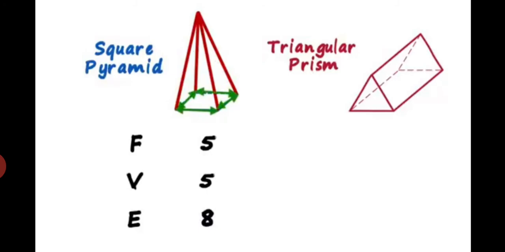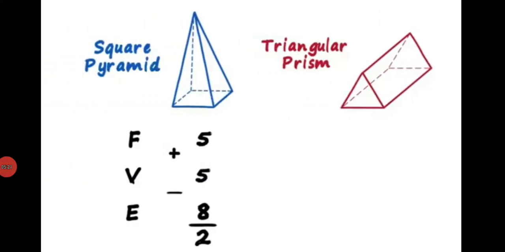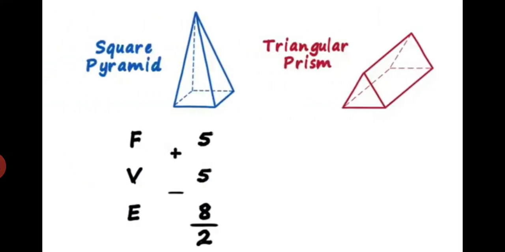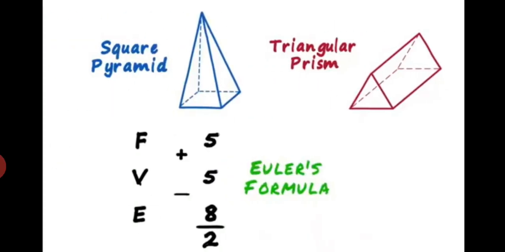Now let's add faces to vertices and then subtract edges from it. Doing this, we get the magical number 2. This formula is called Euler's formula. You have already learnt Euler's formula in your previous class.